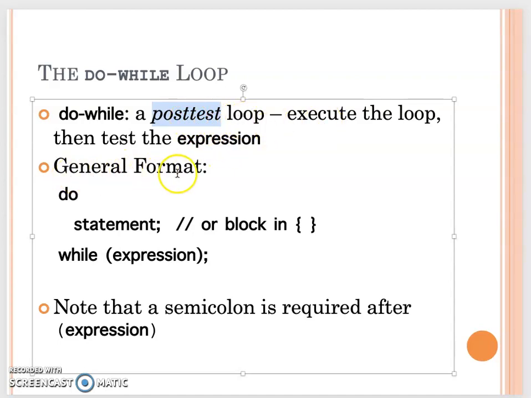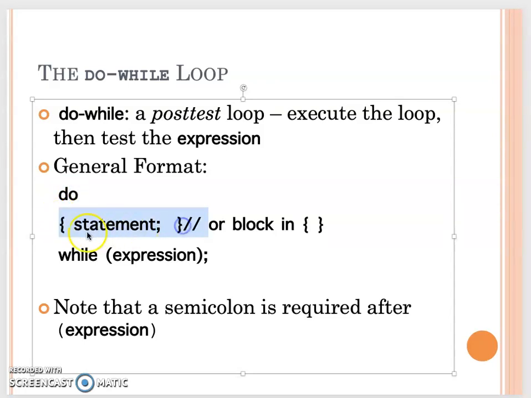So the general format is like this. Mostly we use the block, or even if we only have one statement, we always put the block. So the syntax is this. You have the do keyword, then you execute this code block first. Then after we're done, we check the expression. After your while, you still have one expression for the condition.